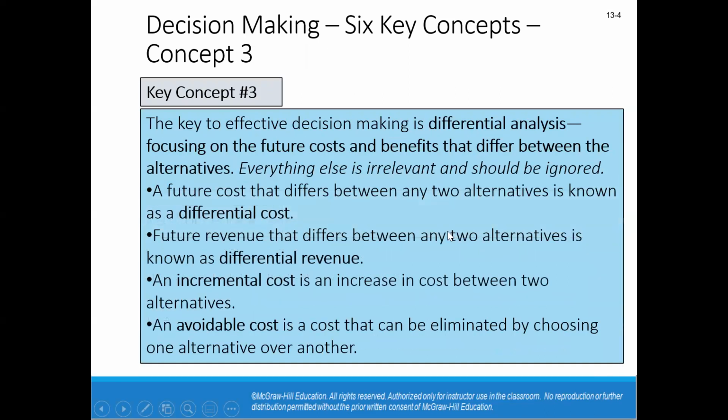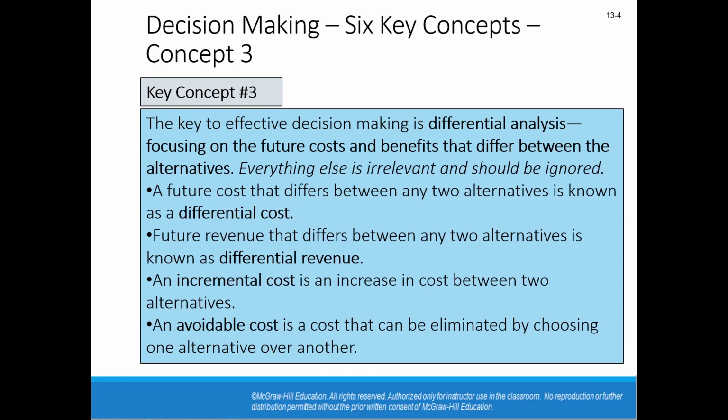The key to effective decision-making is what we call differential analysis. We're going to look at future costs and future benefits that differ between the various alternatives. Apart from that, we're going to think of everything else as irrelevant and not to be considered. A future cost that differs between any two alternatives is what we call a differential cost. Future revenues that differ between any two alternatives are what we call differential revenue.